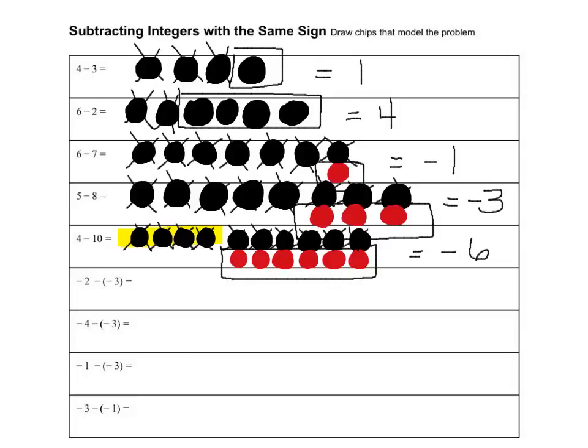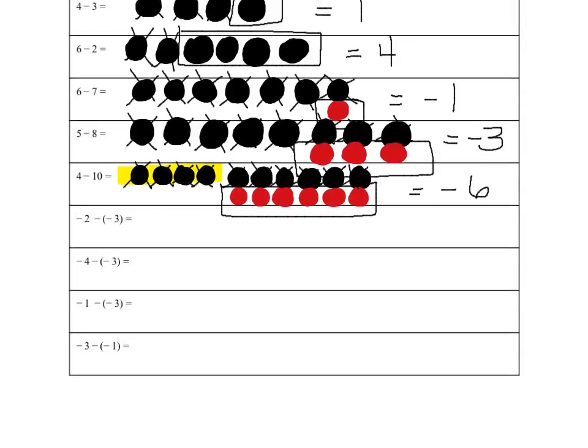All right, the next one is different because now I have a negative 2 minus a negative 3. So because these are both negative, they're still the same sign. I now need to start with my red chips. So I have 1, 2. Those are my original 2 negatives.